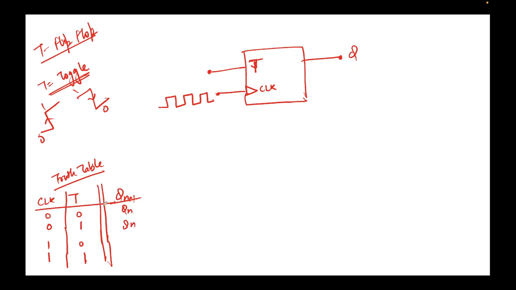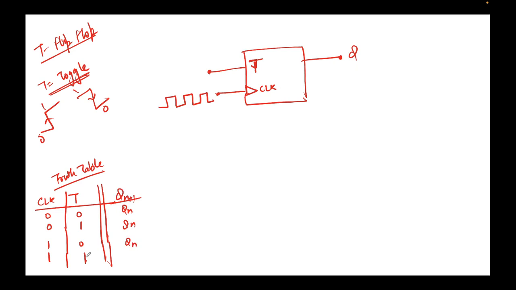So no action will happen even though you are trying to tell this flip-flop to change the values. It will not do it because the clock is not there. However, when the clock is high, if toggle is 0, this means it will not toggle. Clock is saying you can toggle, but toggle input is saying no, not yet, please wait. The future output will be the same as the previous output.